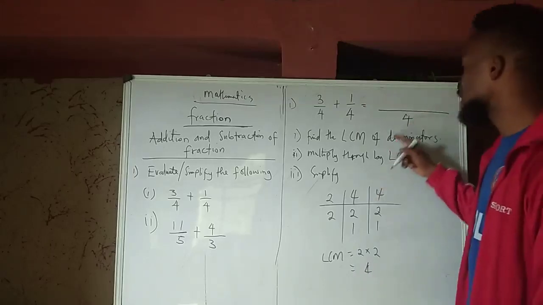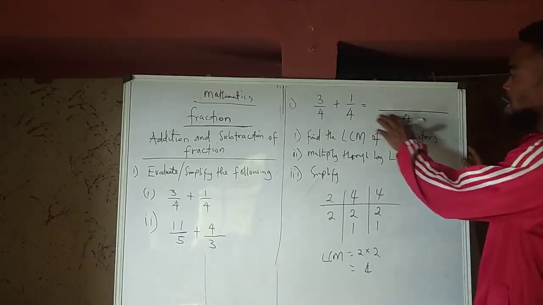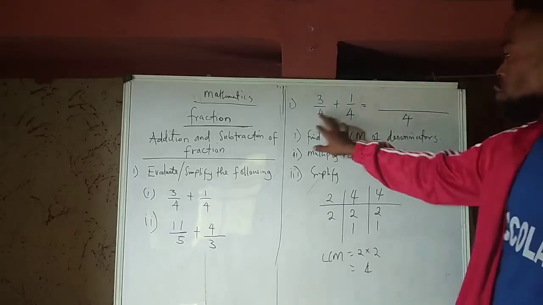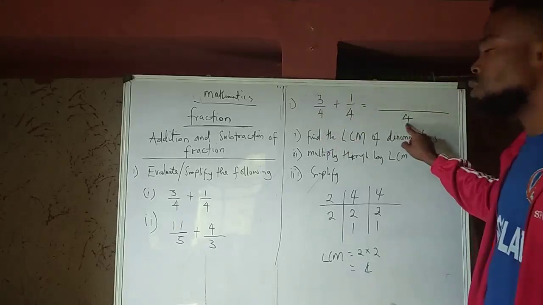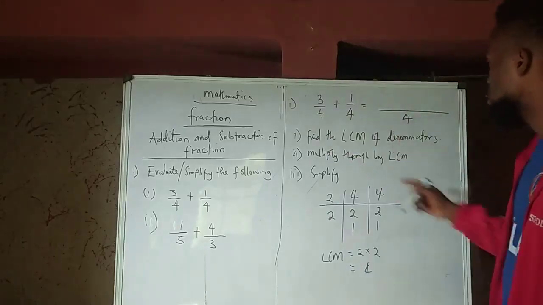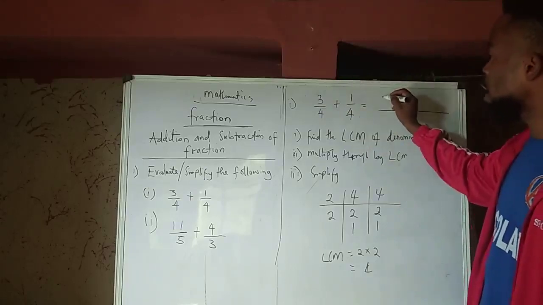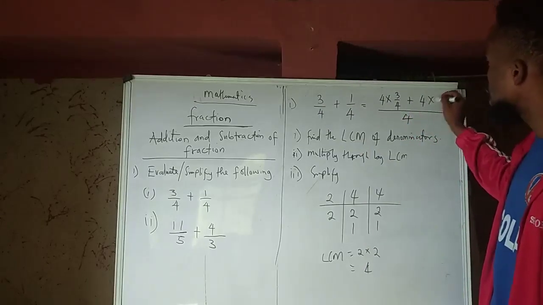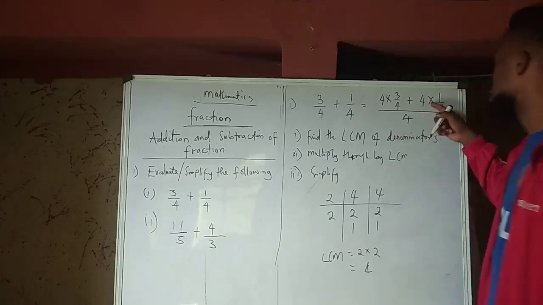Alright, then the next step is to multiply through by the LCM. Look at what I did. See the way I express this 4. The common denominator is going to be 4. Alright, the LCM of 4 and 4 will be 4, which is the common denominator. So I'm going to use the LCM now, which is 4, to multiply the whole fraction. So I'm going to have something like this: 4 times 3 over 4 plus 4 times 1 over 4. You see this? 4 times 3 over 4 and 4 times 1 over 4.